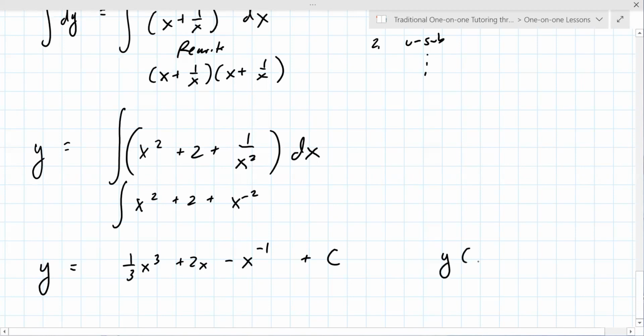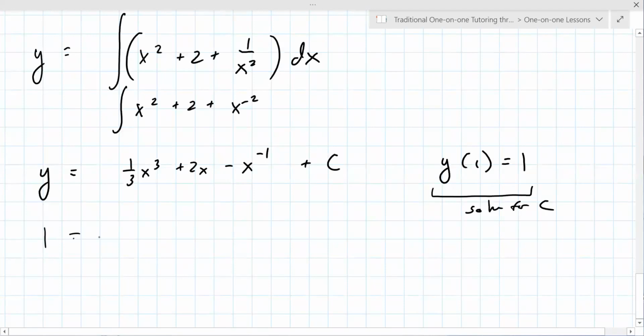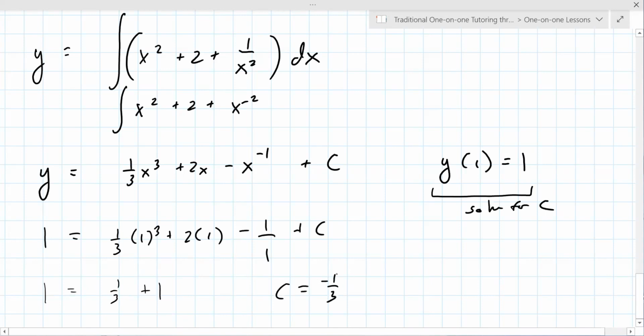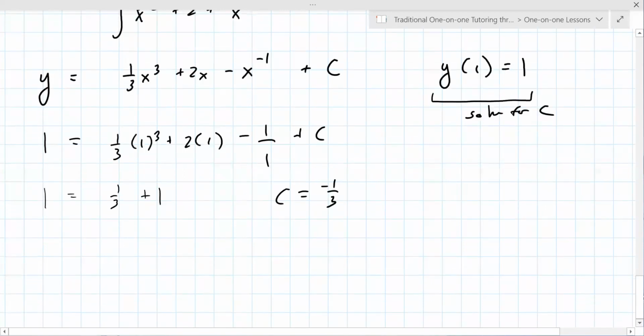Our initial value was this y of 1 equals 1. And this is what allows you to solve for c. So you plug these in for y and then for x, and then you just solve for c. It could be nice, could be not nice, no idea. What do we got? 1/3, 2 minus 1 is 1, so that's 4/3. So it looks like c is negative 1/3. And then your final step is you do want to rewrite it with that new c.